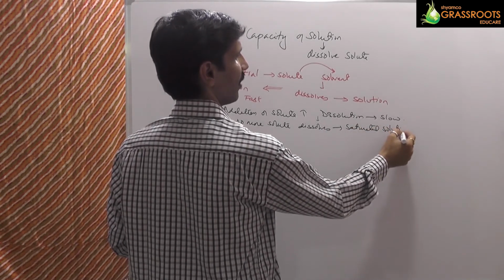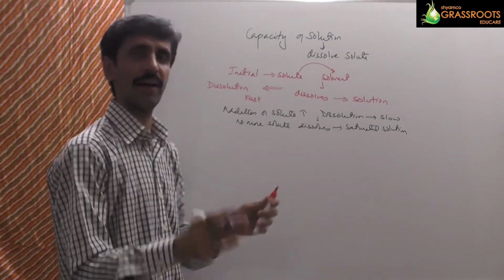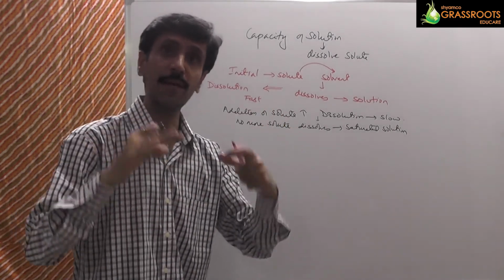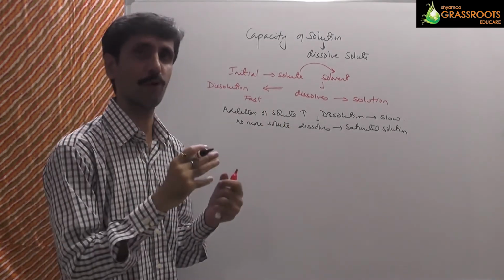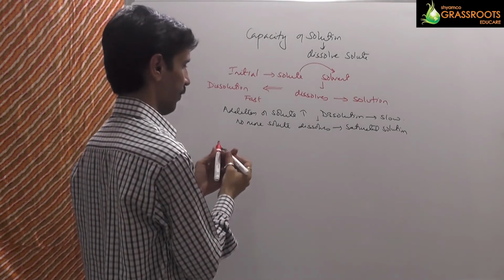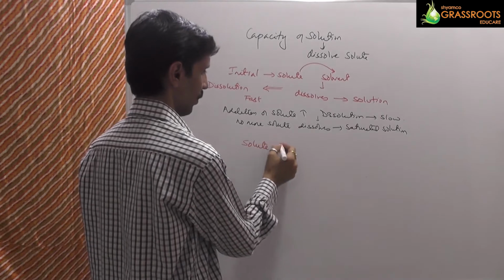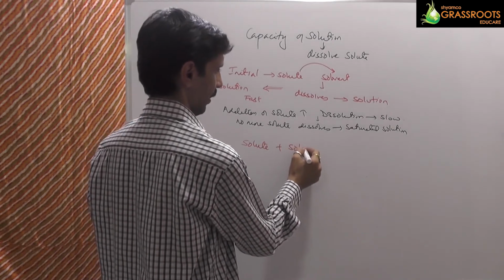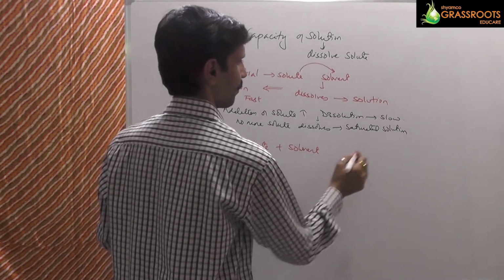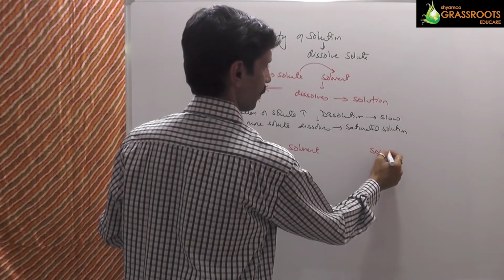क्या बोलेंगे इसको? Saturated solution. और इस स्टेज पे एक इक्विलिब्रियम हो जाएगा। Okay, there is going to be an equilibrium. Now, how it is going to be, I'll just tell you, and that is, as I said, I have a solute, I add into the solvent. Okay, I get a solution.